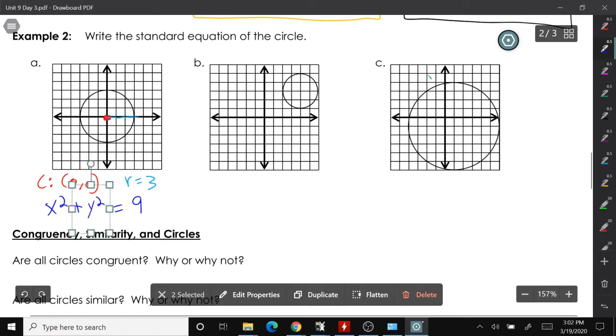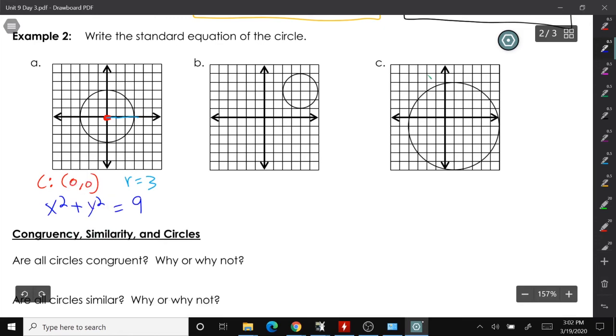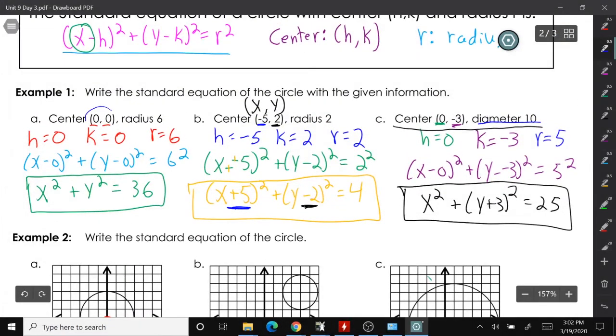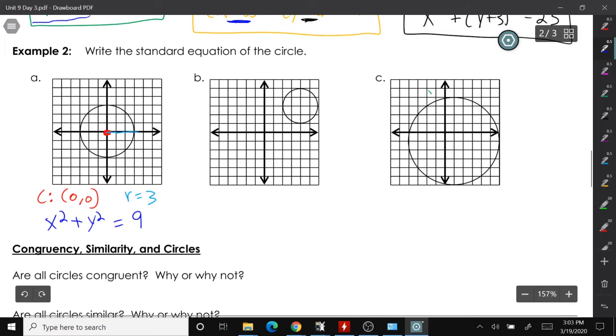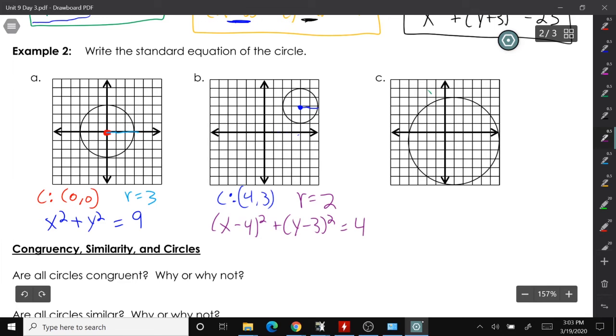We don't have to write minus 0 if we're centered at the origin. Like up here, you see we were centered at 0, 0, the origin, and we just had x squared plus y squared in our answer. All right, letter B, your center is at 1, 2, 3, 4, 3. So your center is 4, 3, and your radius is 1, 2. That will give us x minus 4 squared plus y minus 3 squared equals 2 squared, which is 4.